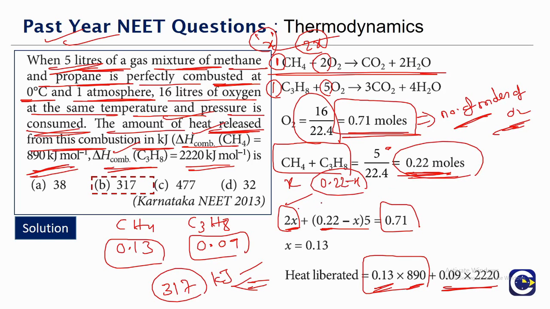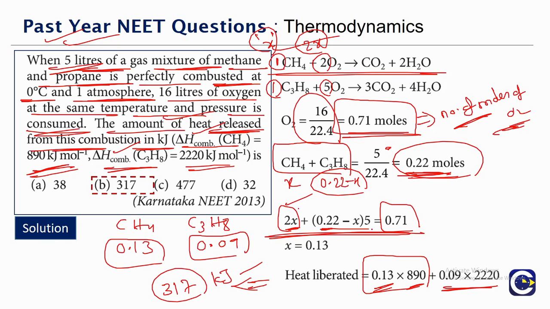Then from the balanced equation, we relate the amount of oxygen required and the given value. From the balanced equation, for x moles of methane the amount of oxygen required is 2x. For 0.22 minus x moles of propane, the oxygen required is 0.22 minus x into 5 times. The total should be equal to the total amount of oxygen, which is 0.71 moles. From that we get the value of x. So the number of moles of methane is 0.13 and the number of moles of propane is 0.09. Already the molar combustion values are given to us.